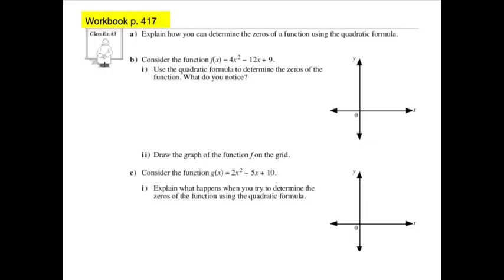Explain how you can determine the zeros of a function using the quadratic formula. Well, zeros are the same thing as roots, so you just plug in a, b, and c. So consider the function f of x is equal to 4x squared minus 12x plus 9. Use the quadratic formula to determine the zeros of the function.